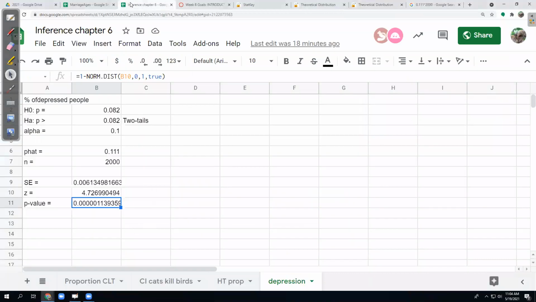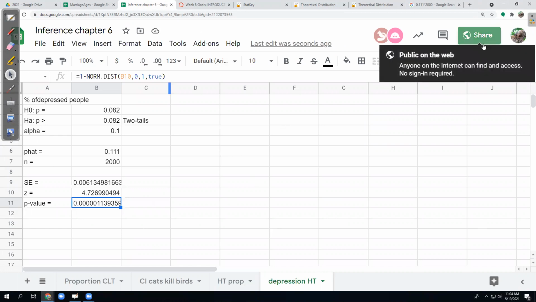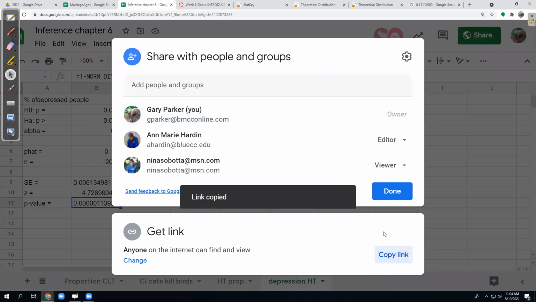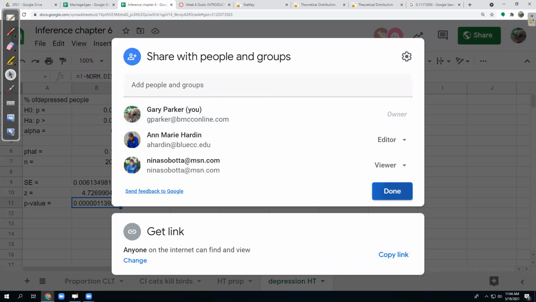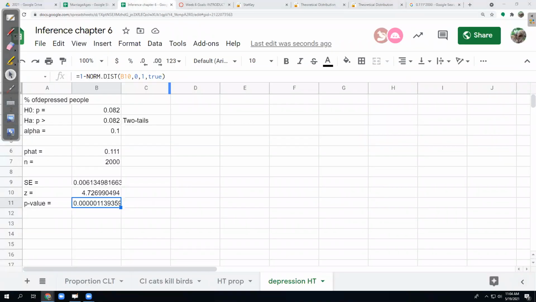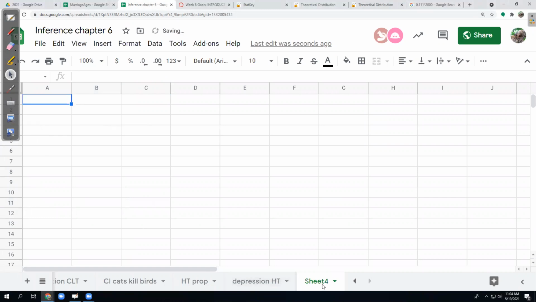So here, and this was depression, hypothesis test, and this is the same spreadsheet I was at earlier. If you're new to our conversation here in Zoom, I'll reshare the link. If you're on YouTube, check out the description underneath the video. And we need a new tab. We're going to do confidence interval for mean.